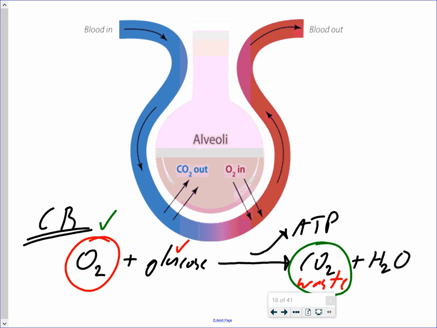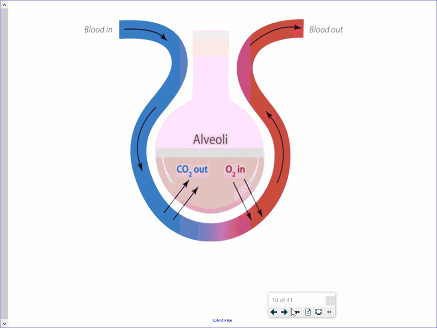So a nice simplified diagram here in terms of what is going on in the lungs with gas exchange. Gas exchange is only going to be taking place with the smallest of all blood vessels, and those are the capillaries. So where it's showing here in blue and in red, these are the capillaries.